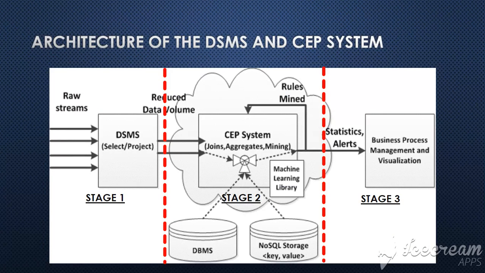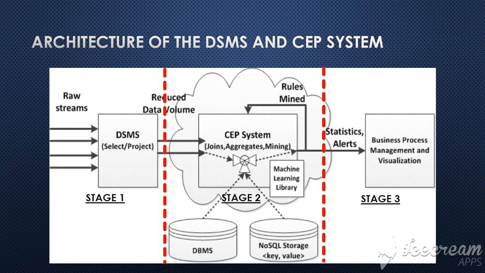Then we come to the architecture. Basically, the architecture is divided into three parts: the DSMS part, the CEP system stage, and the business process management and visualization stage. When you talk about the DSMS systems, as the raw data streams come in, they are first subjected to select and project operators inside the DSMS to get rid of tuples early on in the data pipeline. This is basically the pre-processing stage of the stream mining.